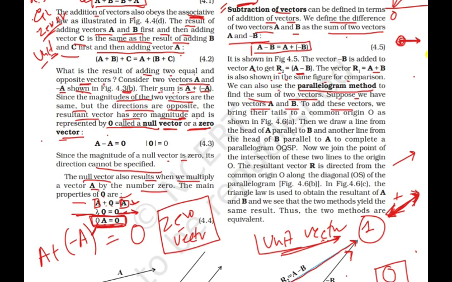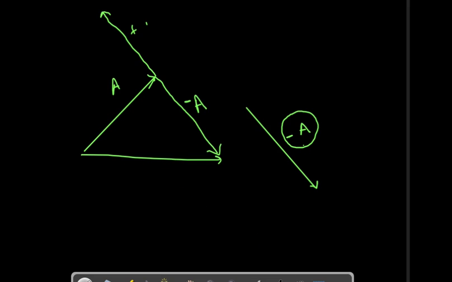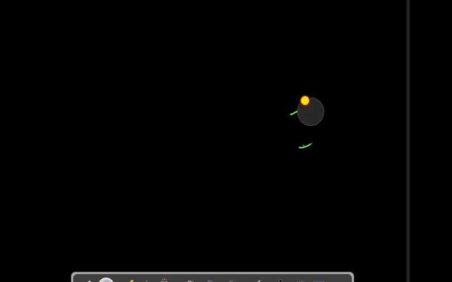To add these vectors, we bring their tails to a common origin. Tail to tail. As I told you, triangle is head to tail and parallelogram is tail to tail.